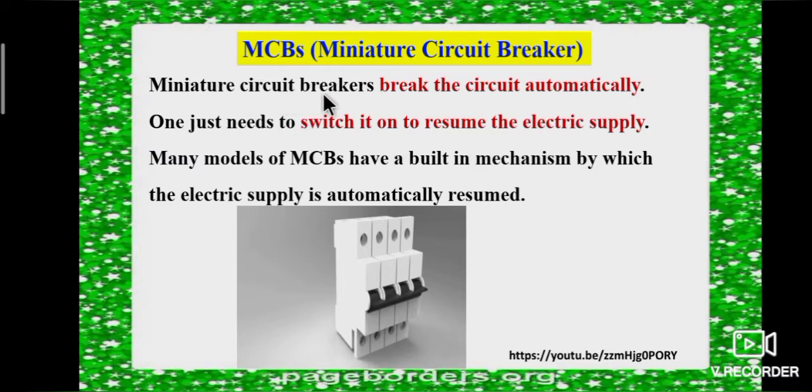Because miniature circuit breakers break the circuit automatically, one just needs to switch it on to resume the electric supply. So most of the places nowadays, miniature circuit breakers are used. Many models of MCBs have a built-in mechanism by which the electric supply is automatically resumed. I hope you might have seen this in apartments nowadays.